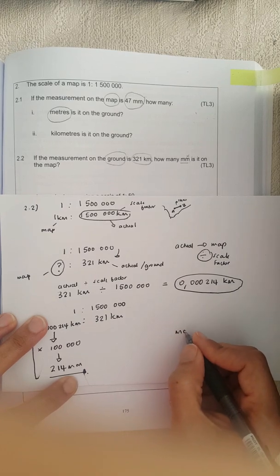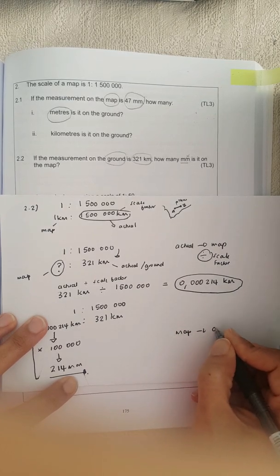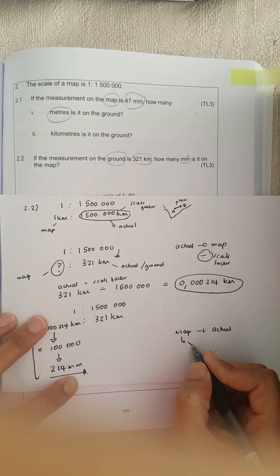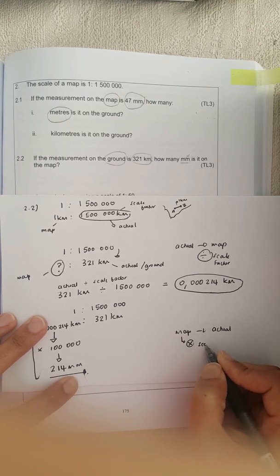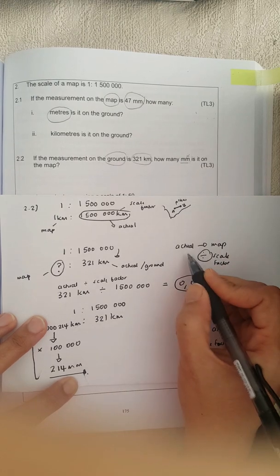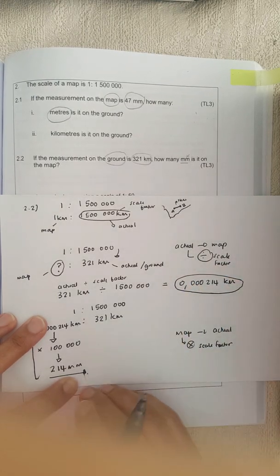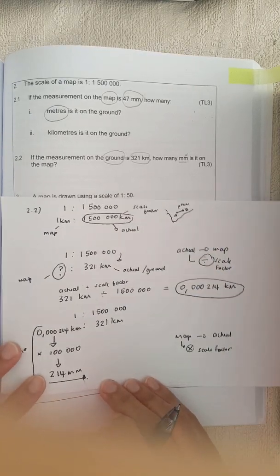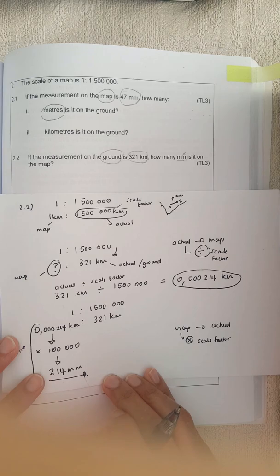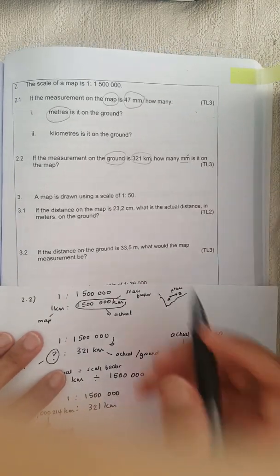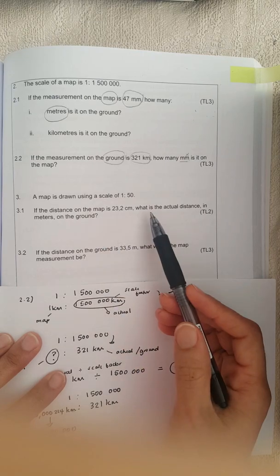Remember, if I've got my map and I want to go to my actual, I'm going to take my map value and I'm going to multiply by my scale factor. If I've got my actual, I'm going to divide by my scale factor and then I'm going to get my map value. Okay, so use these two questions, please, right? And then you're going to try to see whether you have done number 3 correctly.